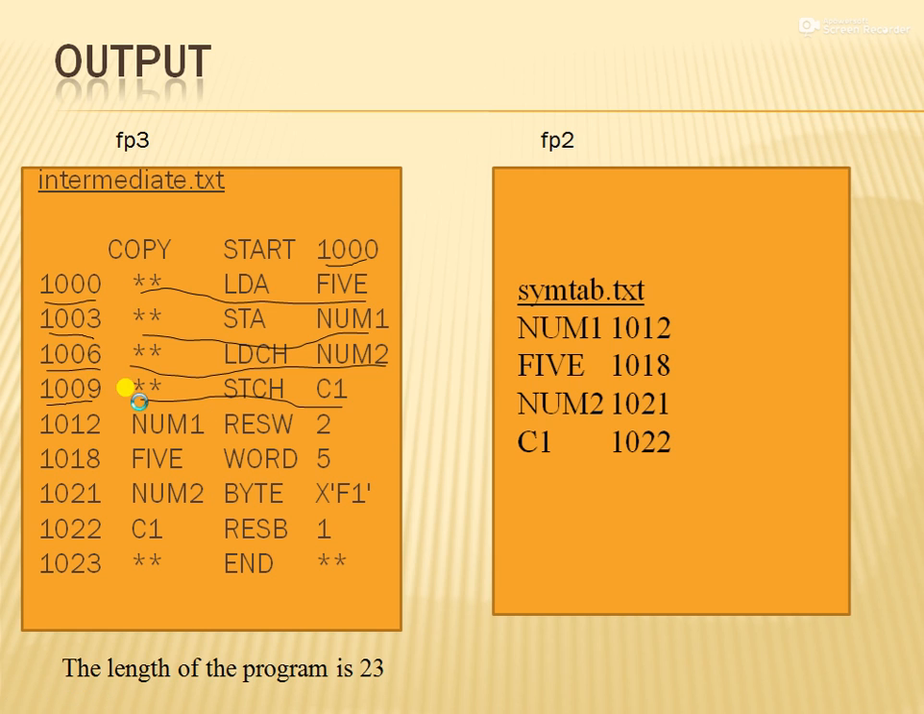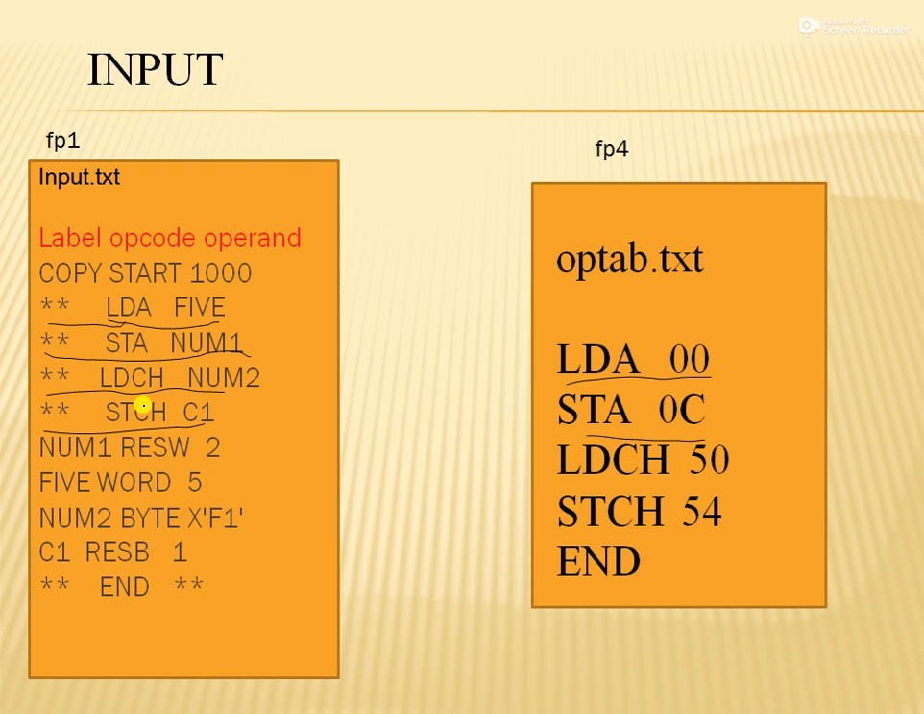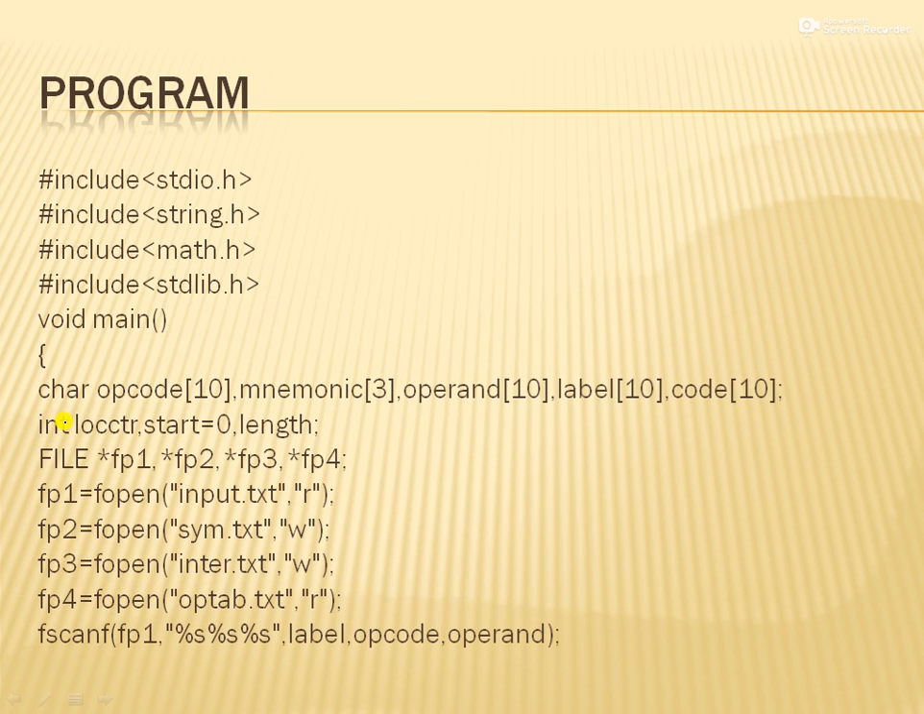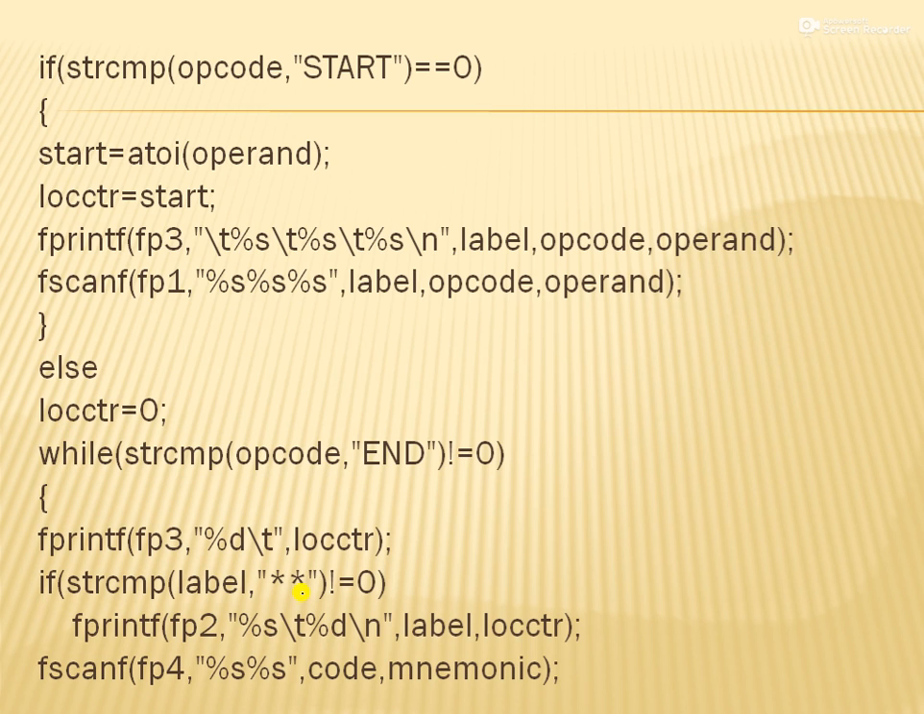Okay. Now for the next case you can see it is num1 RESW 2. So in this case you can see there is a label instead of star. So in that case you can see the condition, this one, the star not equal to 0, that will actually be true. So you need to print what? You need to write the label along with the location counter into the symbol table.